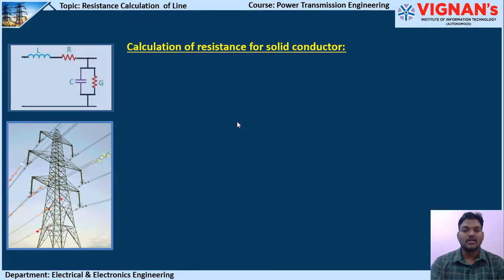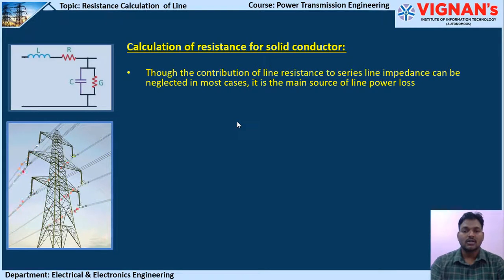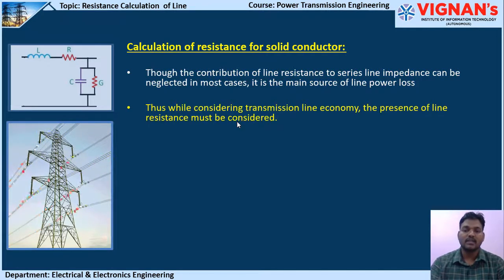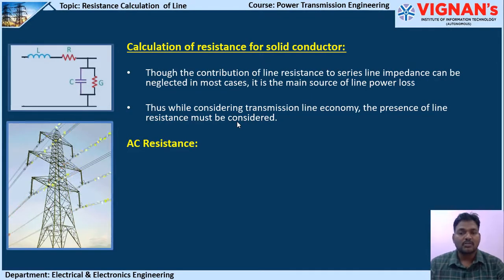Next, we see how to calculate the resistance of a solid conductor. Though the contribution of the line resistance to the series line impedance can be neglected in most cases, it is the main source of power loss. What is the formula for copper loss? The average copper loss in the conductor is equal to I square R, where I is the RMS value of current flowing through the conductor and R is the resistance of the conductor. While considering transmission line economy, the presence of resistance must also be considered.